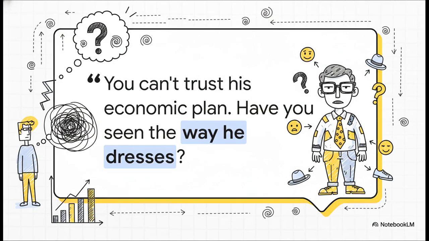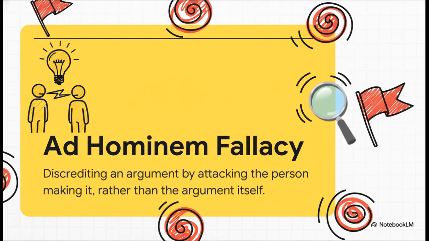A classic. See what's happening here? Instead of actually engaging with the economic plan, the real argument, the speaker just attacks the person. It's a total distraction from the actual issue, but gosh, it can be surprisingly effective. This is called the ad hominem fallacy. It's Latin for to the person. And the takeaway here is super simple. When you hear someone start attacking the person instead of the idea, your alarm bells should go off. You're not hearing a real argument anymore. You're just hearing a distraction.